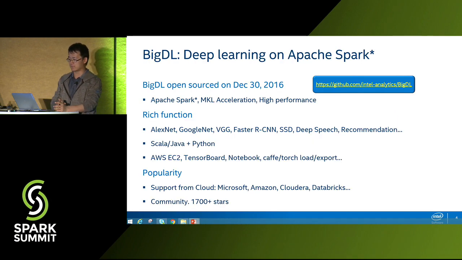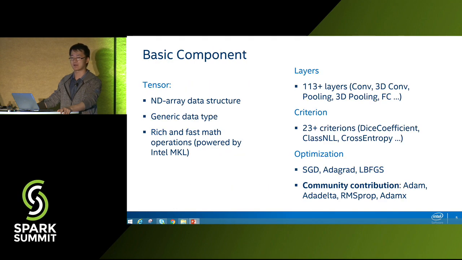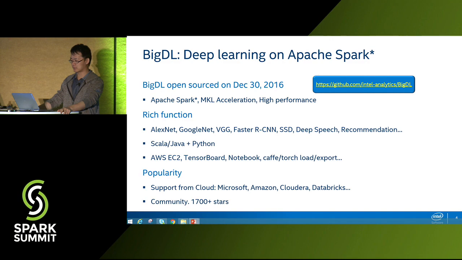BigDL is a deep learning library on top of Apache Spark. That means you can just run deep learning applications on your existing Spark clusters. The second thing is that it can interact with all the sub-components of Spark. You can put your application behind Spark streaming or a SQL program, and you can also use all the feature transformers in Spark MLlib.